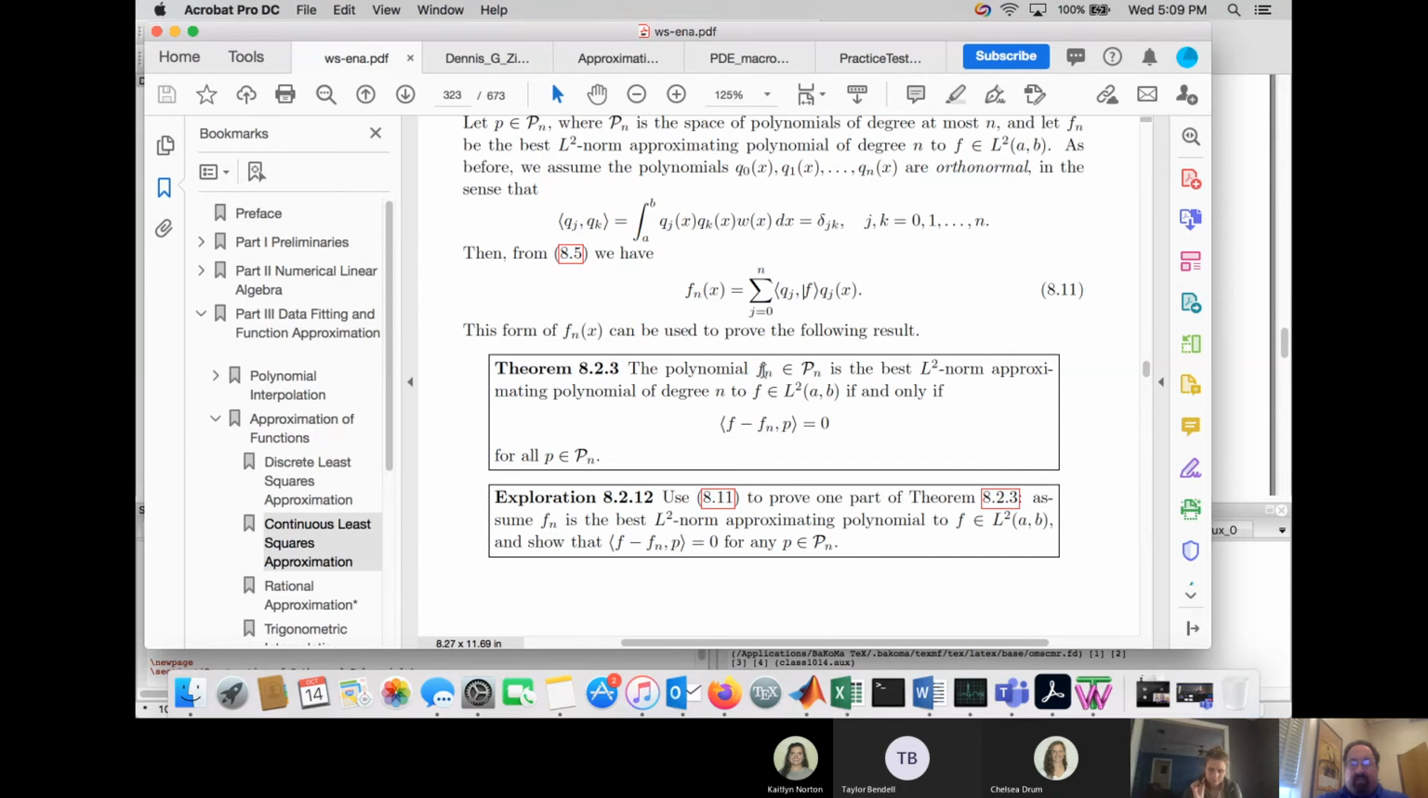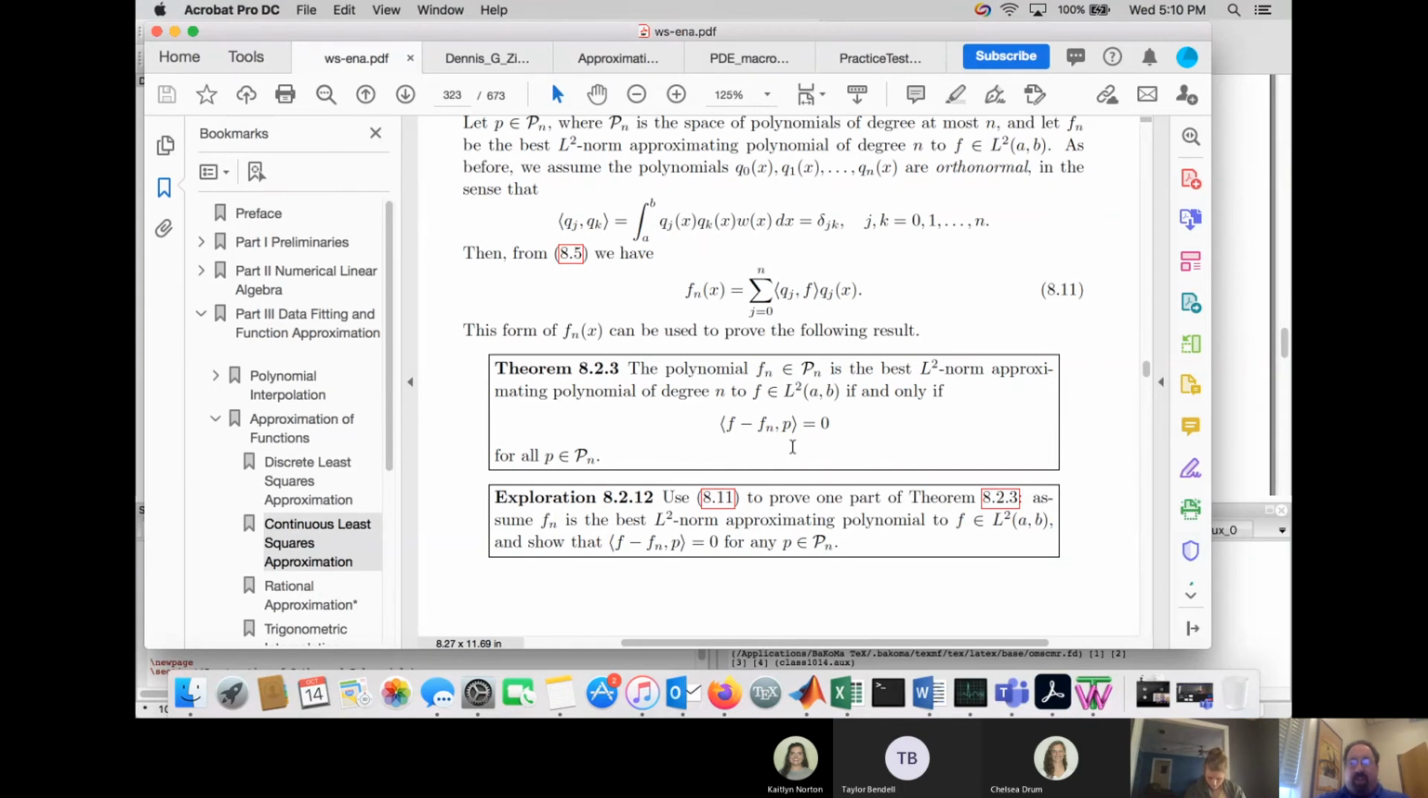and use the various properties of the inner product to simplify things. What you want to show is that it's equal to 0 for any polynomial p of degree n or less. But what you can do is set p equal to any one of these q's, like a generic qk, and show that this must equal 0.